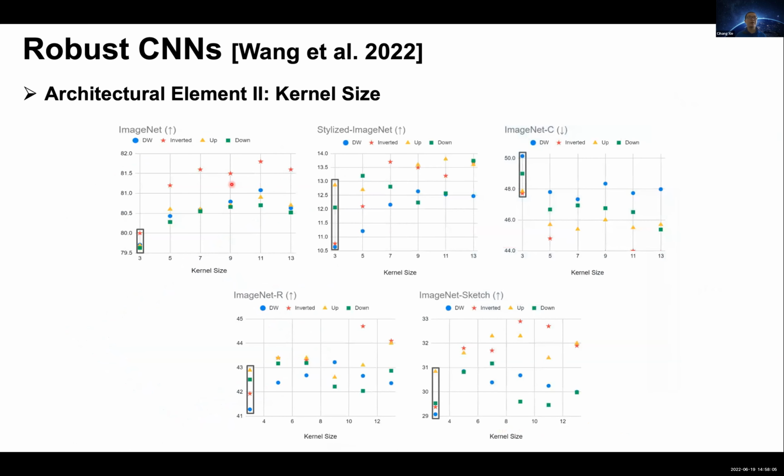Again, you can see with larger kernel size, you always get better results on the ImageNet, better results on the stylized ImageNet, ImageNet-C, ImageNet-Sketch, and ImageNet-R. Though the trend is not as monotonic as the patch operation we just saw, overall you can see it improves the robustness very substantially by using large kernels. So that's our second point. We want to say for ConvNets, you should use large kernels.